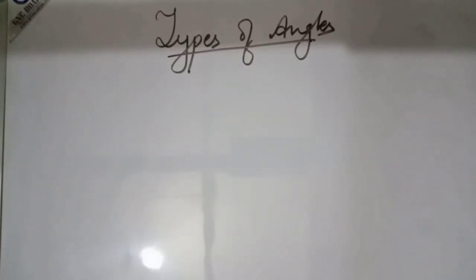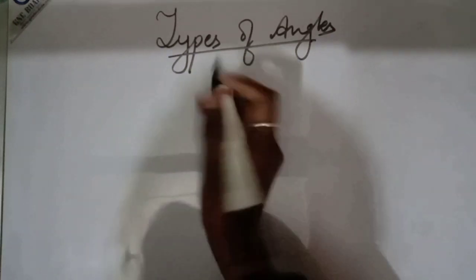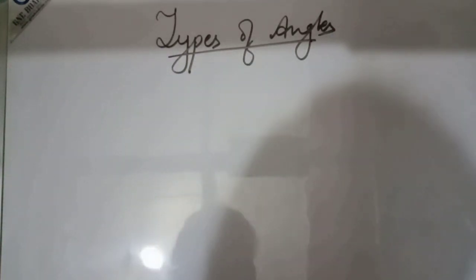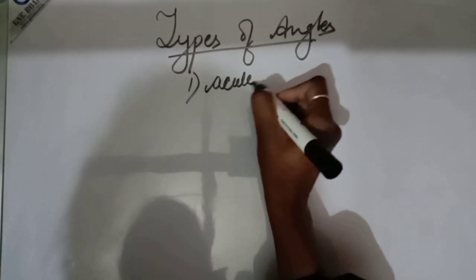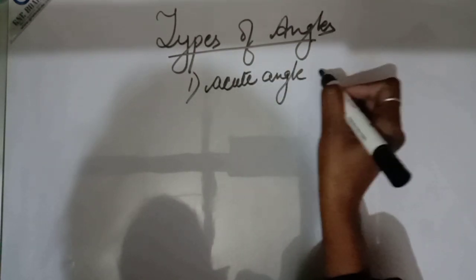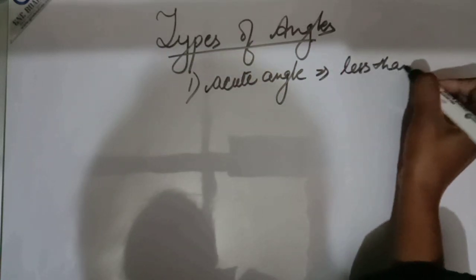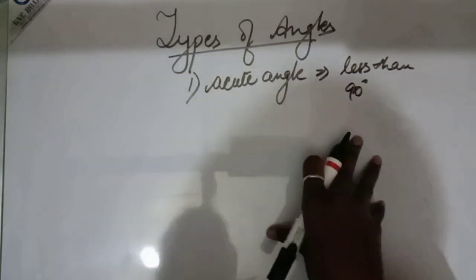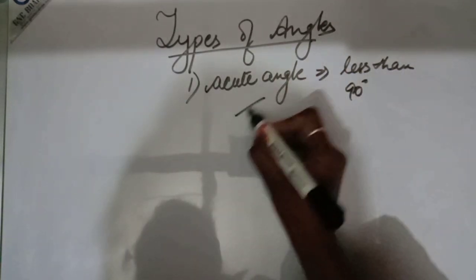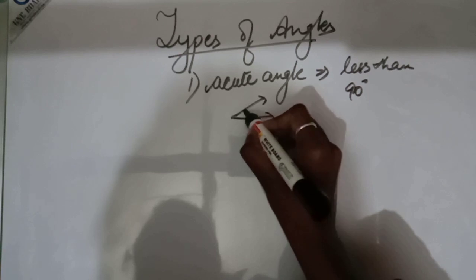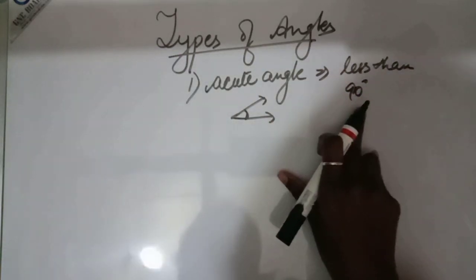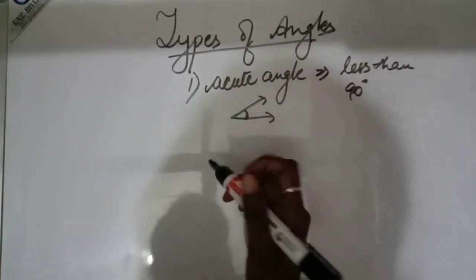We also studied types of angles in our lower classes. Now let's recapitulate it. The first type of angle is the acute angle. What are acute angles? Angles which are less than 90 degrees are called acute angles. If this angle is less than 90 degrees, then it is an acute angle.